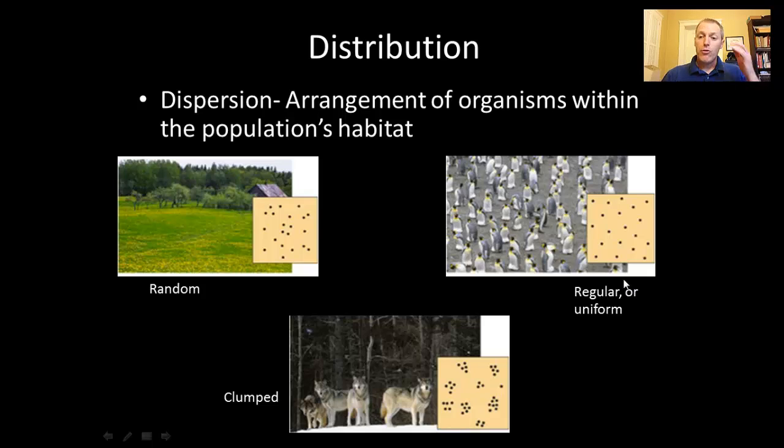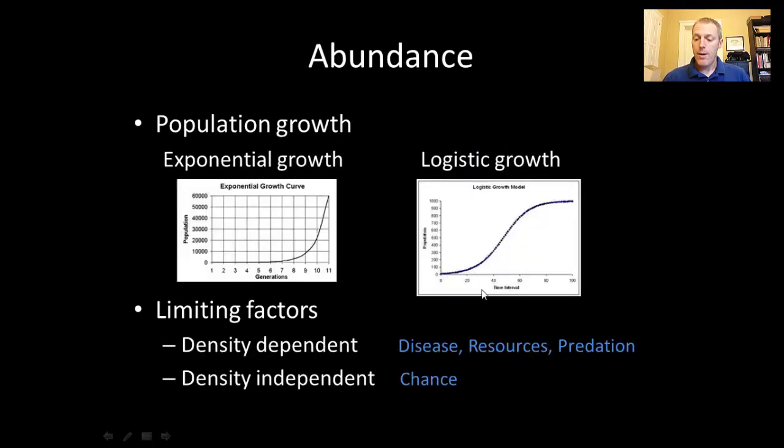Regular or uniform dispersion would be the third type, and that would be where each animal kind of has its own little territory. It's equidistant from all of its partners in the population, and so these penguins here exhibit a regular dispersion. Some plants do this as well. They try and keep other plants away so that they don't have to compete for the resources. And so, for example, in a desert, you'll find creosote bushes that are all evenly spaced. Each one keeps all the other plants away.